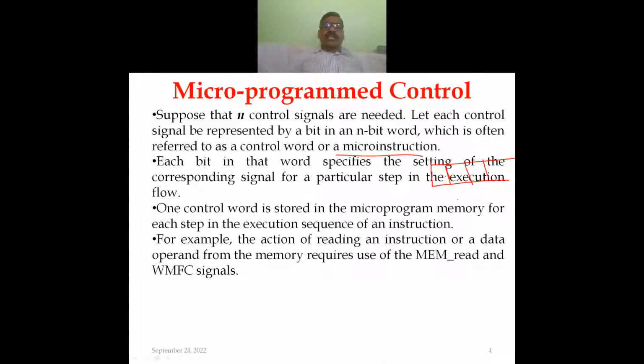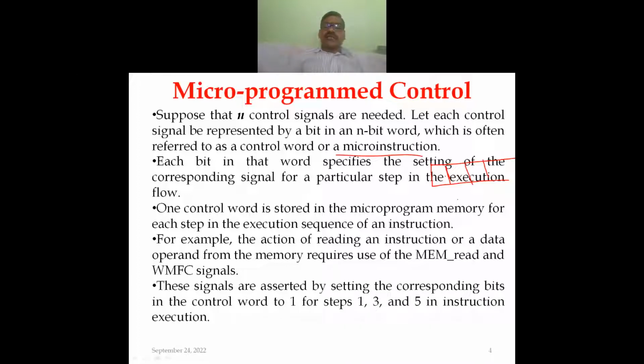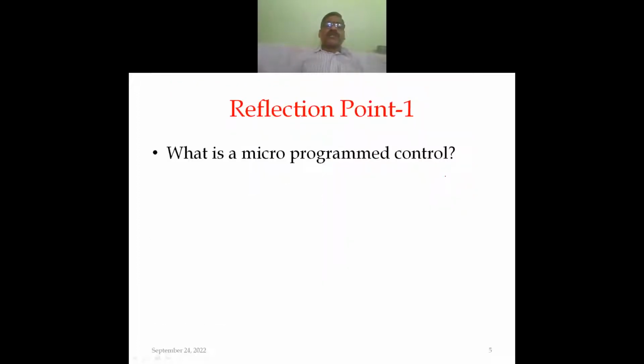For example, the action of reading an instruction or a data operand from memory requires use of the mem_read and WMFC signals. These signals are asserted by setting the corresponding bits in the control word to 1 for steps 1, 3 and 5 in instruction execution. Right? So what is meant by microprogrammed control? This is the reflection point. Students, please try to answer this question.